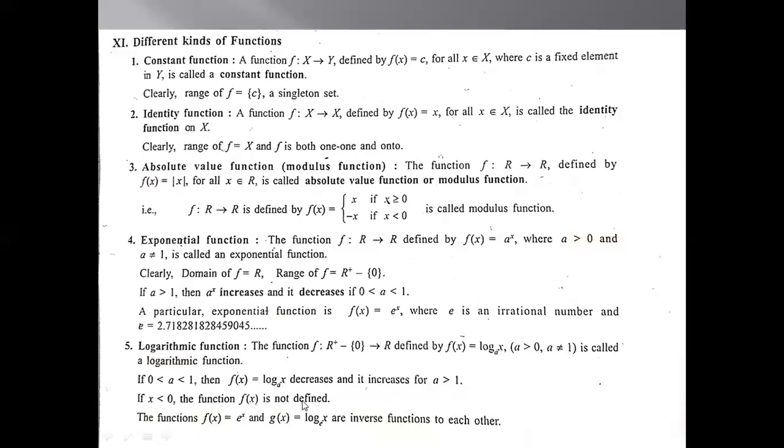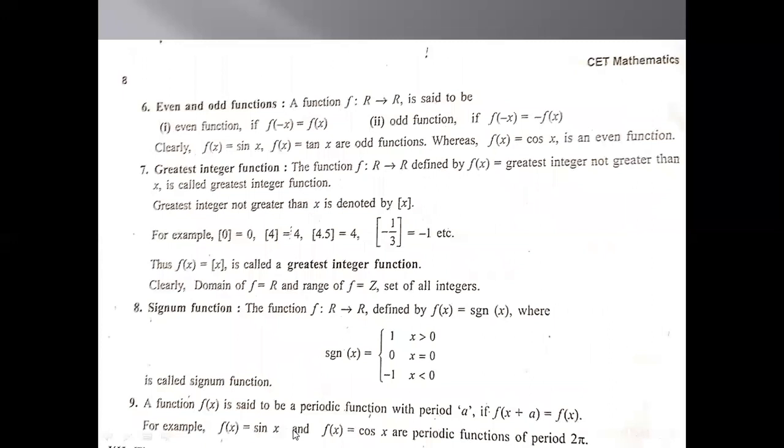For x less than 0, the function f of x is not defined. The function f of x is equal to e power x, and g of x is equal to log x base e, are inverse functions to each other. This f of x and g of x are inverse functions to each other.